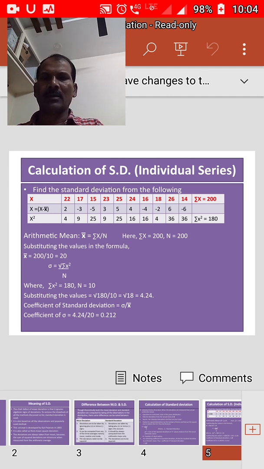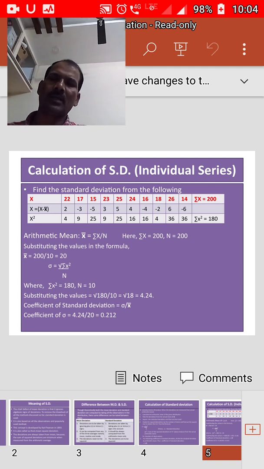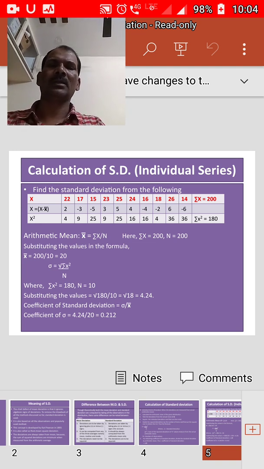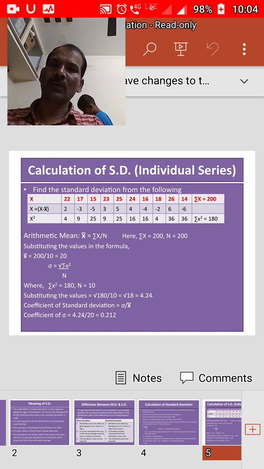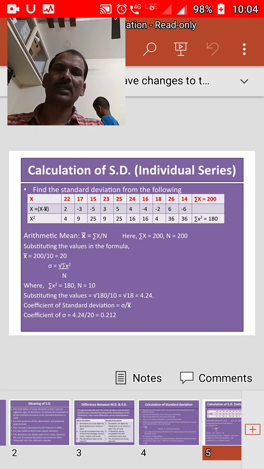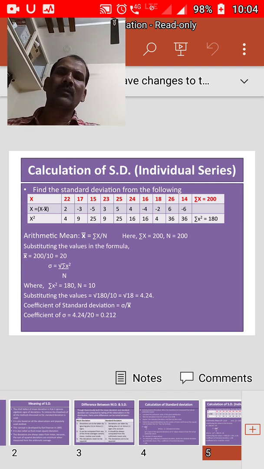We need to calculate the standard deviation from the given data. He has given the x series only. We need to find deviations, that is x minus x bar, which we indicate with small x, and we need to square the deviations. Here x is given as 22, 17, 15, 23, 25, 24, 16, 18, 26, 14. This total becomes sigma x, that is 200.